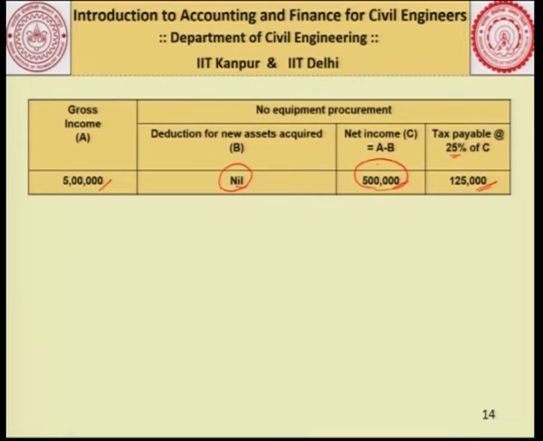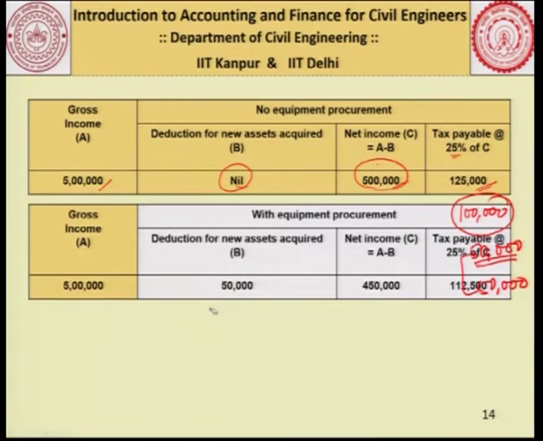Now, however, if the company has acquired an asset worth 1 lakh, which is what was stated in the previous slide. So, now 50% of this, which is 50,000, or the absolute value of 50,000. In this case the numbers are such that these two numbers match. This is what is deductible from the gross income before you calculate the taxable income.